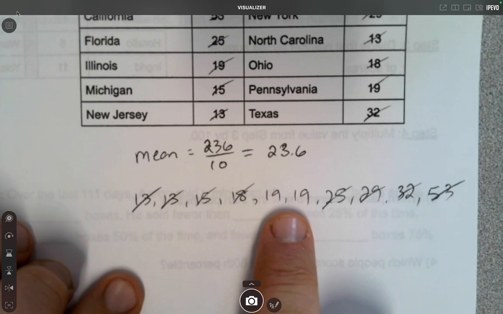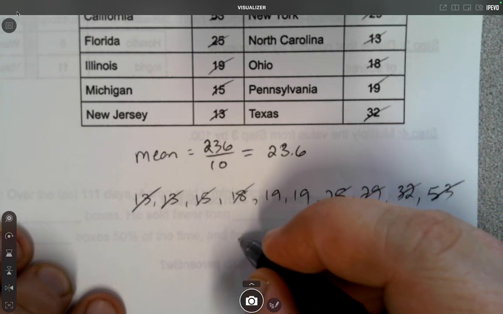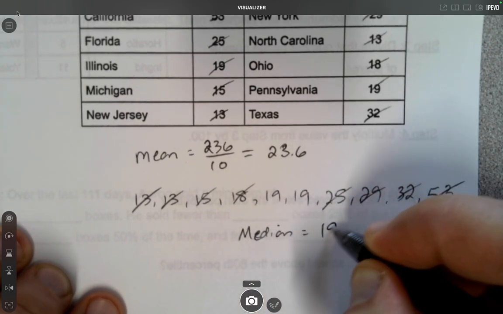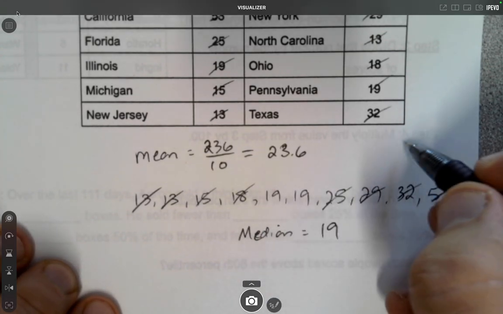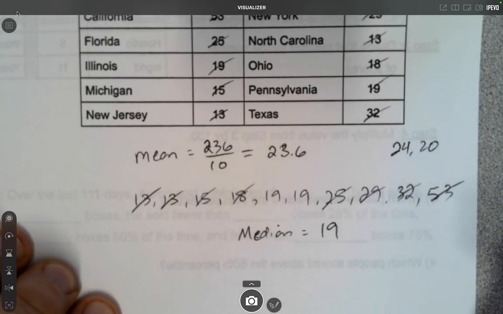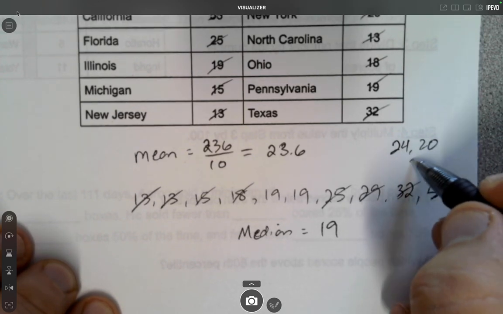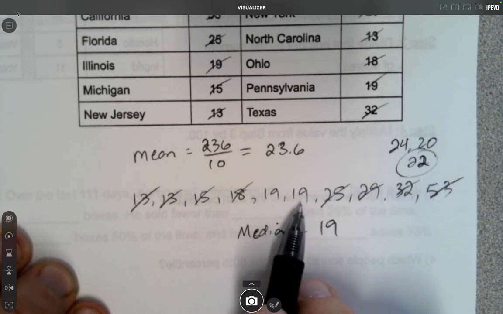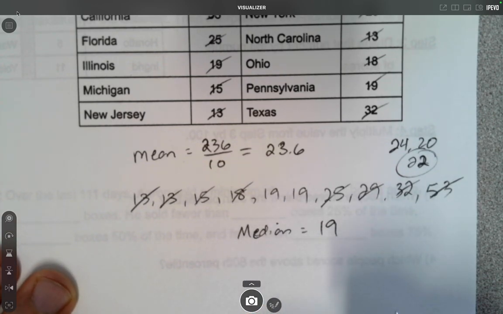Now these are the same. So that makes it pretty easy. The average of 19 and 19, or the mean of 19 and 19, is 19. But just to make sure it's clear, let's just pretend for a second these two numbers are like 24 and 20. We'd add those together and divide by 2, and then 22 would be our median. So if there's two numbers in the middle, add them together, divide by 2, and that's your median.